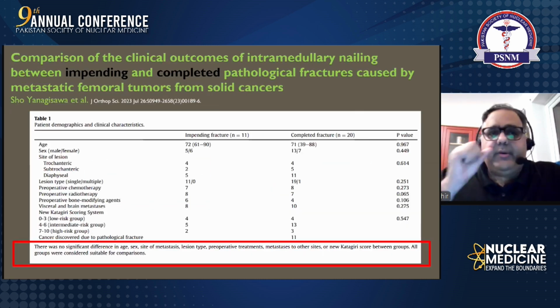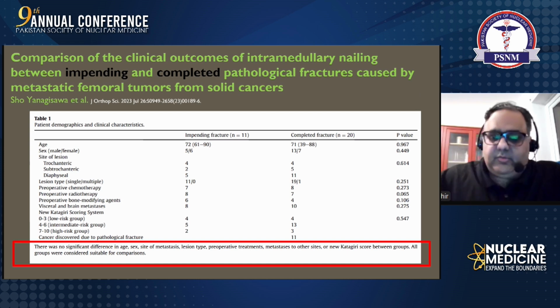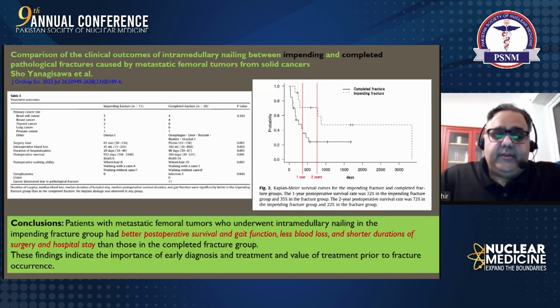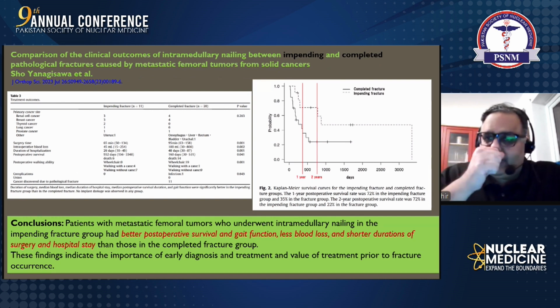In this paper, they have compared the outcomes of intramedullary nailing between impending and completed fracture. They normalized most of the factors, and the conclusion was that patients with metastatic femoral tumors who underwent intramedullary nailing in the impending fracture group had better post-operative survival, gait function, less blood loss, and shorter durations of surgery and hospital stay. So it's clear that it's best to actually identify impending fractures and fix them early on.